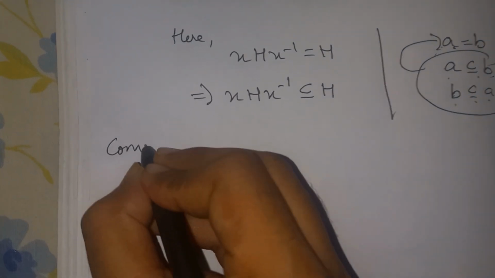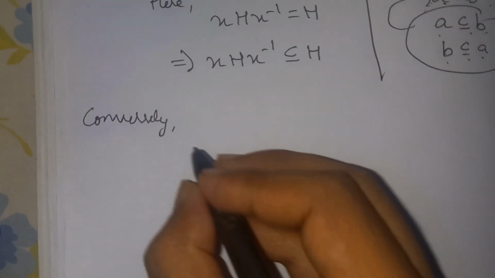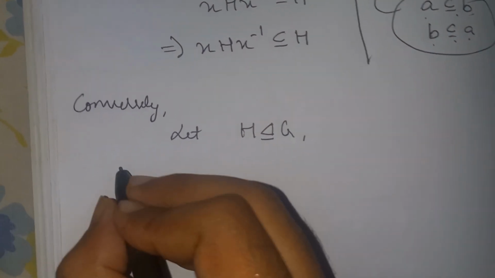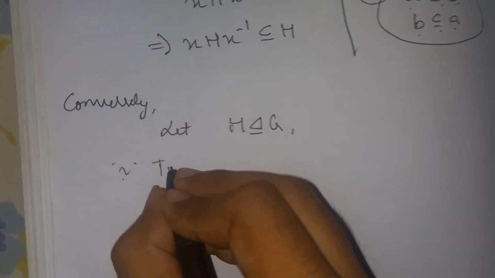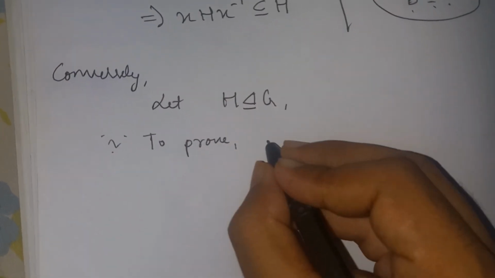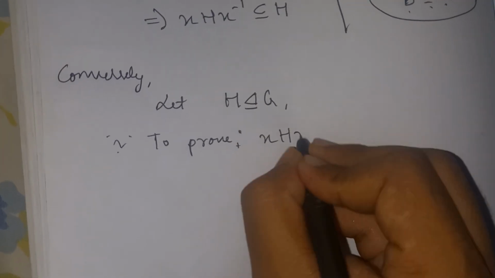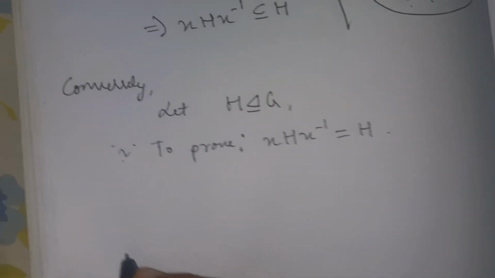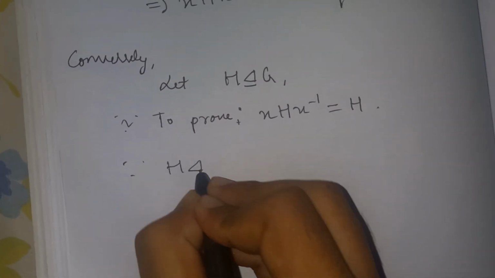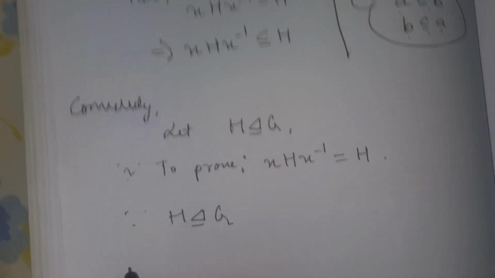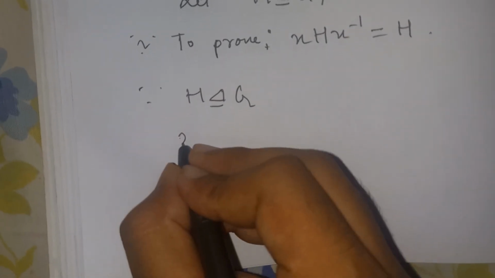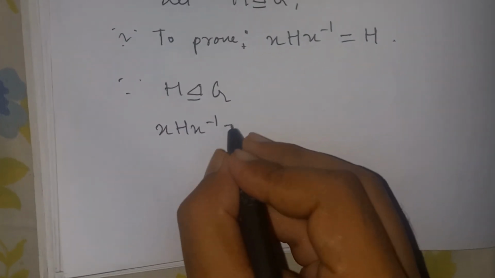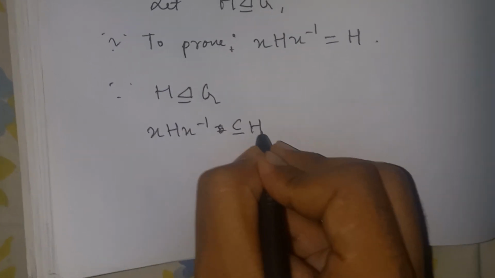Now let's prove it conversely. In the converse part, let H be a normal subgroup of G. Now we have to prove xHx inverse is equal to H. To prove this, since H is a normal subgroup of G, by the definition we have xHx inverse is a subset of H. This is the first part.